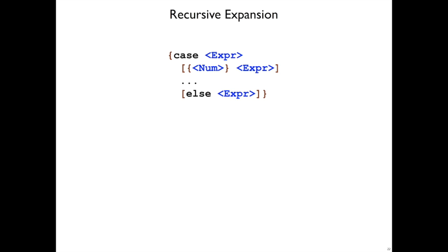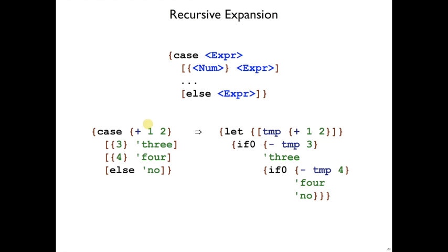What if we want to implement a more complicated desugaring this way? For example, we have the case notation, where the intent is that you dispatch on the value of this expression. If it's equal to this number, you return this expression, and so on. If you don't find a match, then you evaluate this last expression. So if we have case plus 1, 2, whether it's 3 or 4 or something else, if it's 3, we'll return the symbol 3, and of course it will be.